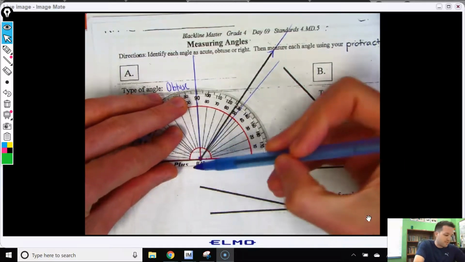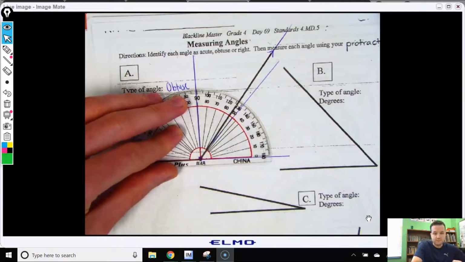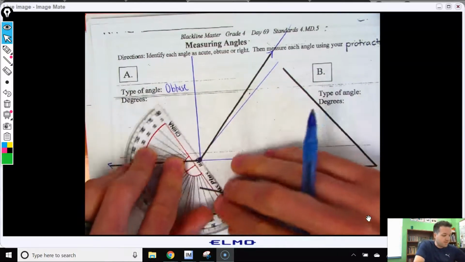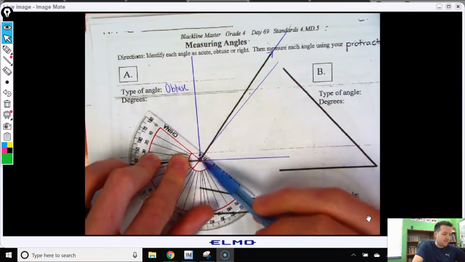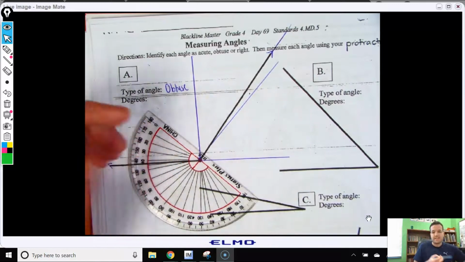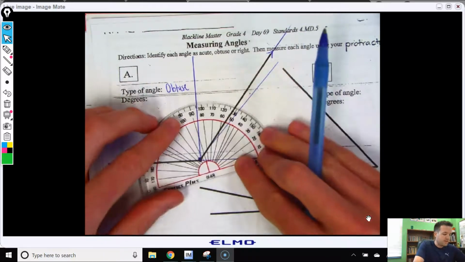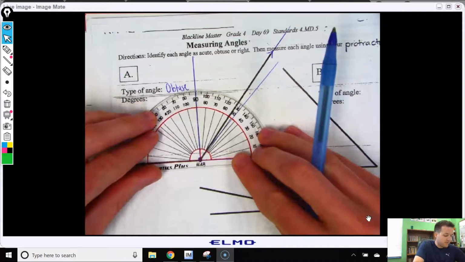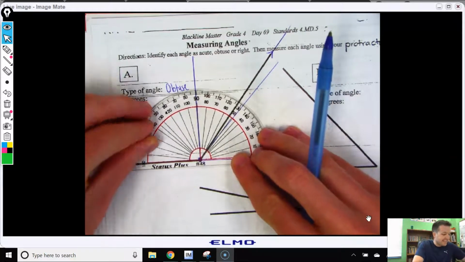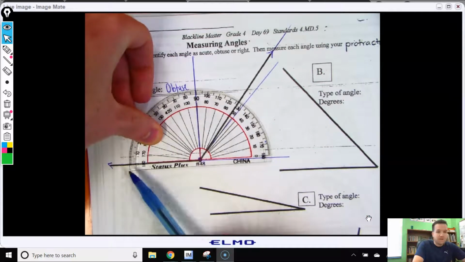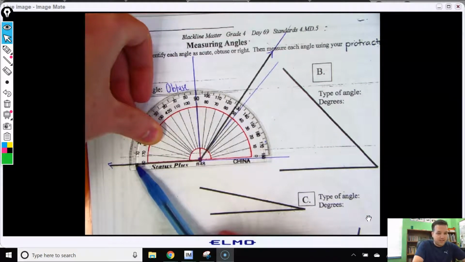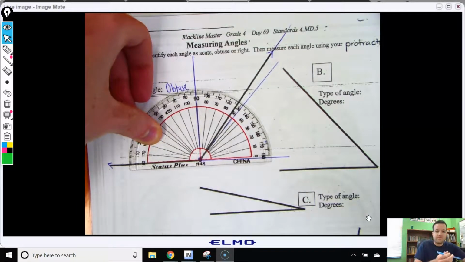On mine, it just happens to be the intersection of the two red lines. Now, obviously, you could put your protractor like this and have it on the center point. But step two is to make sure that the 0 on your protractor, the tick mark for 0, is in line with your bottom ray. Okay, so here's my 0. My bottom ray is now going directly through the 0.